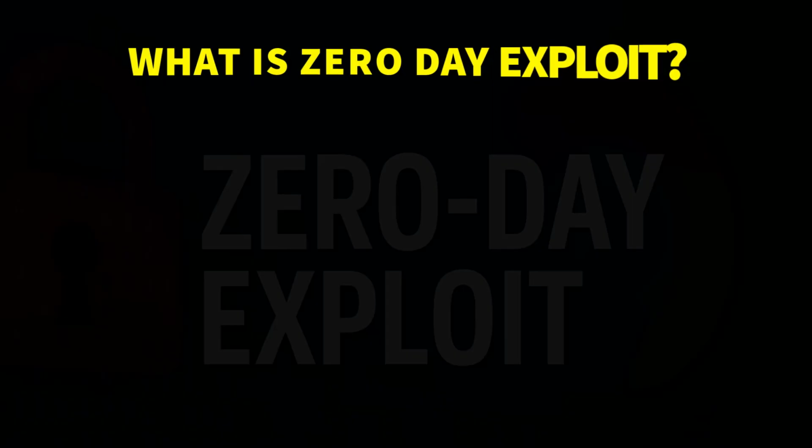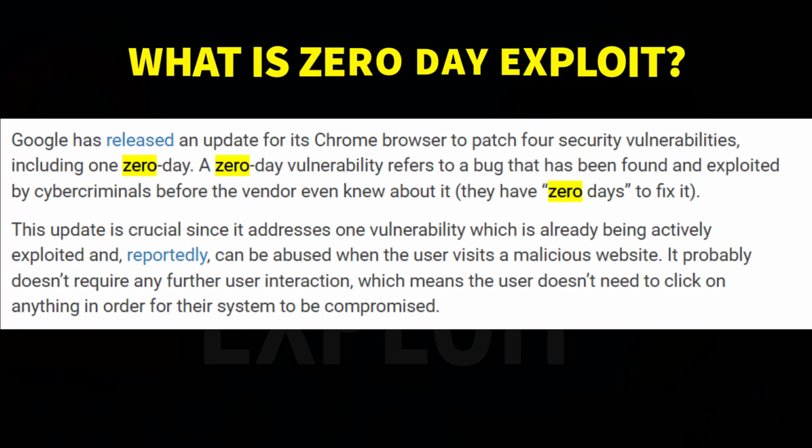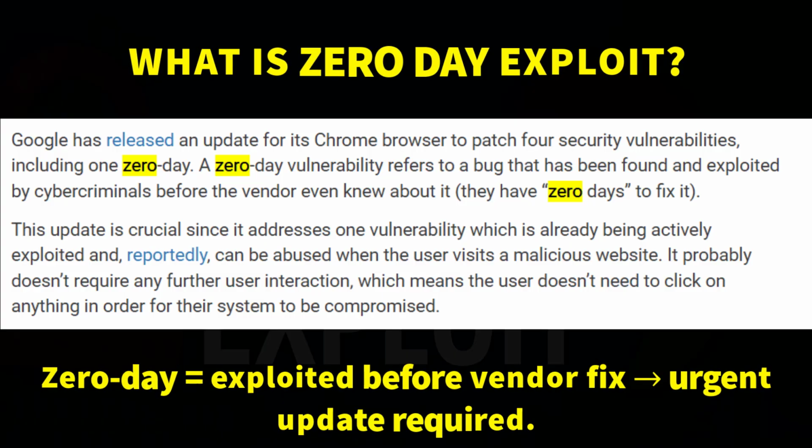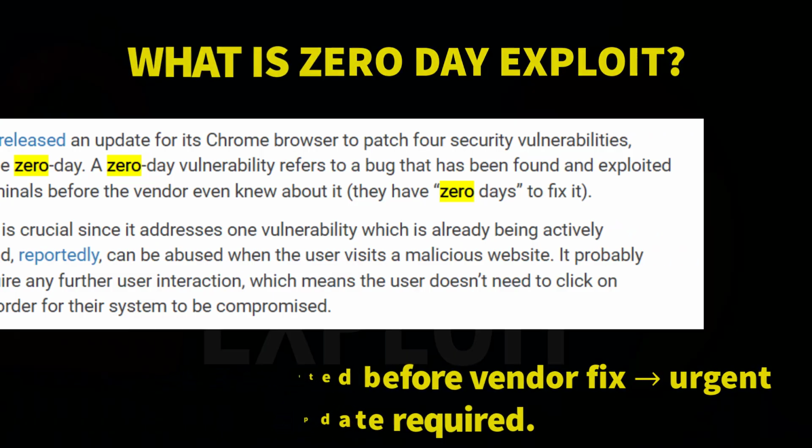Now let's see what 0 day is. A 0 day vulnerability is a security bug that attackers are already exploiting before the vendor has had any day to fix it. That's why it is called 0 day. 0 day means attackers can compromise systems immediately unless a patch is applied.